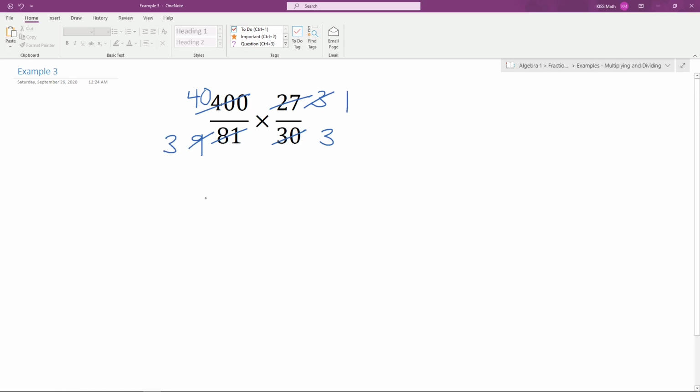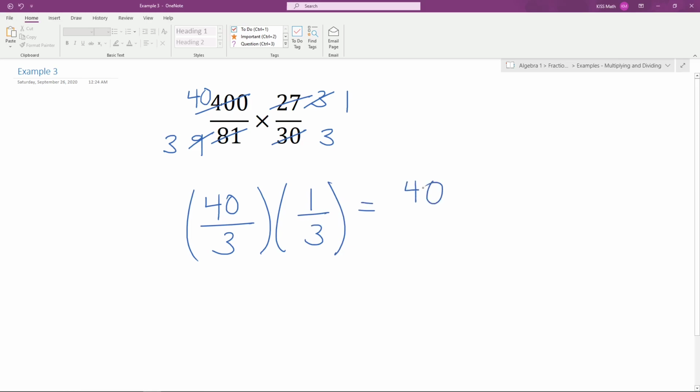So now I have 40 over 3 times 1 over 3, which is, if I multiply across, that's 40 divided by 9. And I cannot reduce this any further, so that's my final answer. And if I did not simplify these fractions up front, then I would not have been able to get to 40 over 9 so quickly and easily.